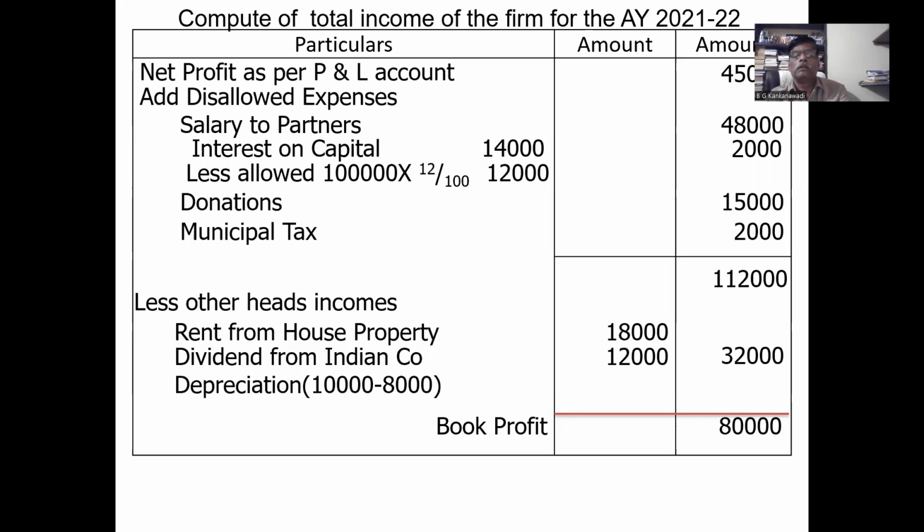Allowable depreciation, 10,000 minus 8,000, is 2,000. You take these three, total it is 32,000. You deduct 32,000, then book profit is 80,000. Okay. Like this, you calculate book profit.